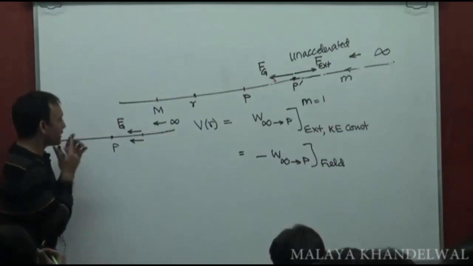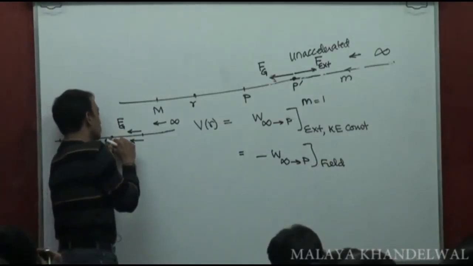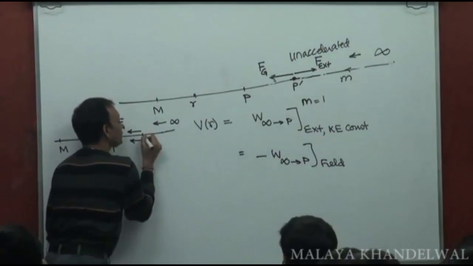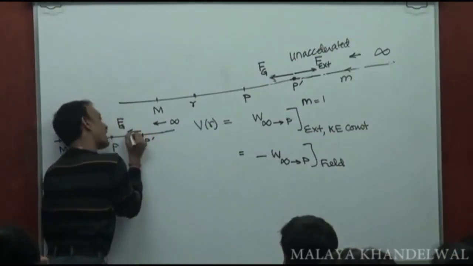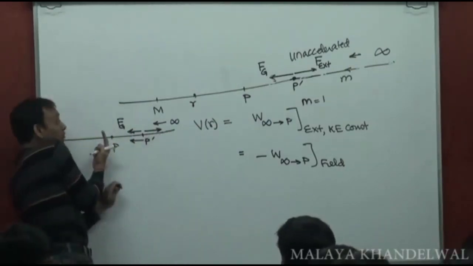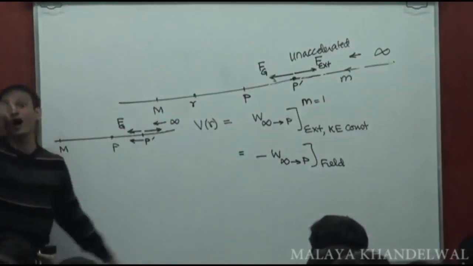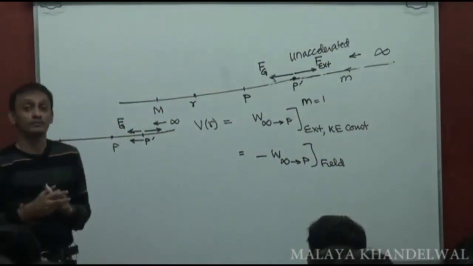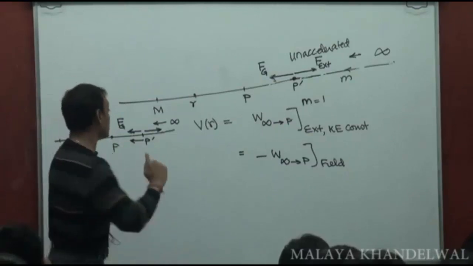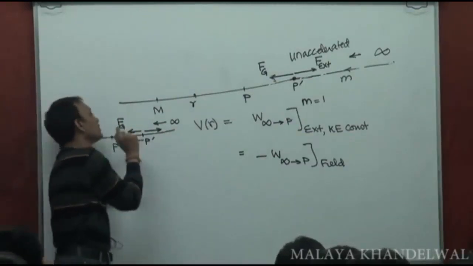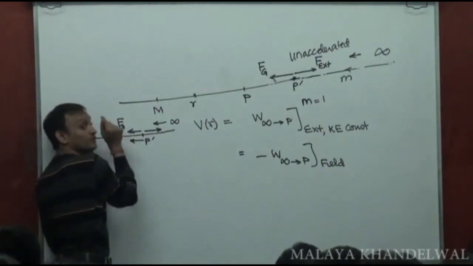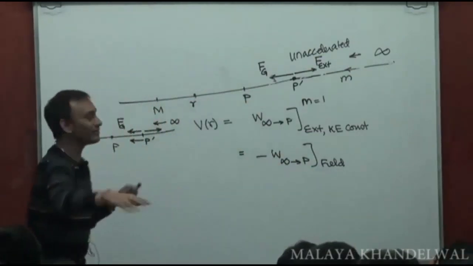Now, do you realize that if the particle moved from P to infinity, then at this point P prime, the gravitational pull will still be leftwards, but the displacement would be rightwards. If the particle moved from P to infinity, then the work done by the gravitational pull will be negative of the work done from infinity to P. Do you realize that the work done by the force of the field from infinity to P would be negative of the work done by the forces of the field from P to infinity? Is that all right?